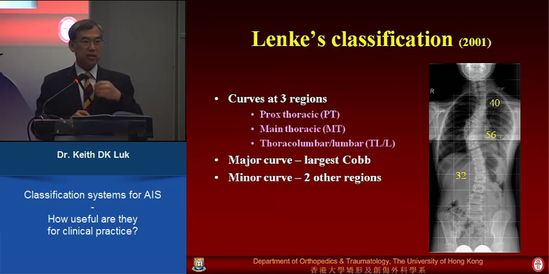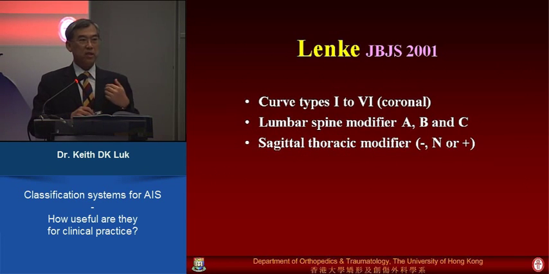Now then, the Lenke classification makes significant improvement in that sense. It was first reported in 2001, and they divide the curves into three zones: the proximal thoracic, the main thoracic, and then the thoracolumbar and the lumbar. So at this point, the thoracolumbars are actually grouped together with the lumbar curves. The largest curve among the three zones will be the major curve, and the other two he would call the minors. So the curve type, again, is a coronal pattern recognition. Group them into type 1 to type 6.